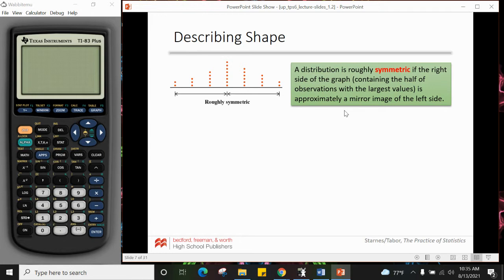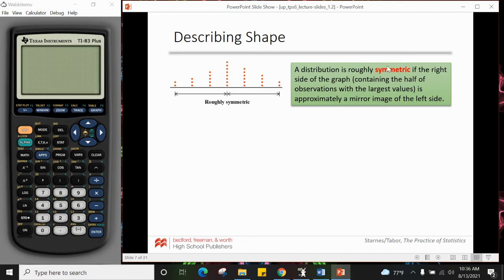The reason dot plots are nice is because they help us describe shape really easily. We have a couple of words to describe shape. The first one is roughly symmetric. A distribution is roughly symmetric if the right side of the graph is approximately a mirror image of the left. Here you can see that if I split this graph in half and fold it over, they're pretty much symmetric. There's 2 and 2, 3 and 4, and 5 and 6. So it's pretty symmetric here.